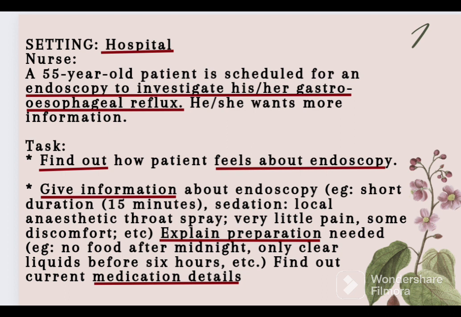Before going to the exact task, before the task they will give a note, so you can concentrate over there. You can see that here they have given a 55-year-old patient is scheduled for an endoscopy to investigate his or her gastroesophageal reflux. He or she wants more information. So in this scenario, you can come to know that he is going to undergo a procedure and he wants more information. That doesn't mean that he came for the procedure. That means he or she came to get some information regarding the procedure. That's all. That is the first thing.